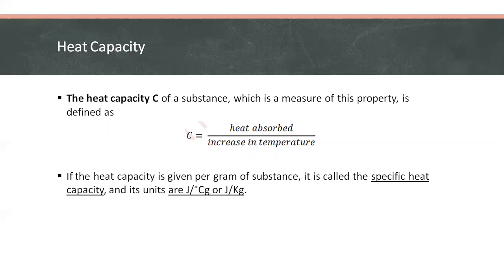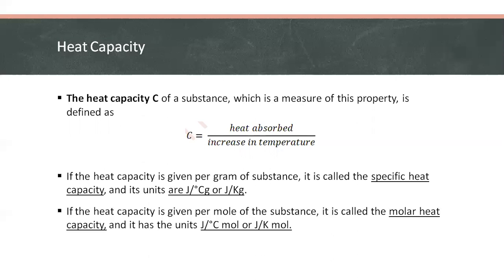If the heat capacity is given per gram of substance, it is called the specific heat capacity, and its units are joule per degree Celsius gram, or joule per kelvin gram. If the heat capacity is given per mole of the substance, it is called the molar heat capacity, and it has the units joule per degree Celsius mole, or joule per kelvin mole.